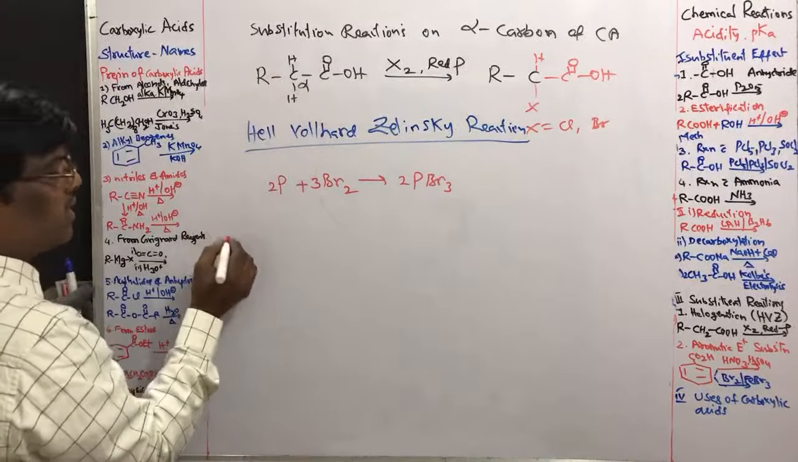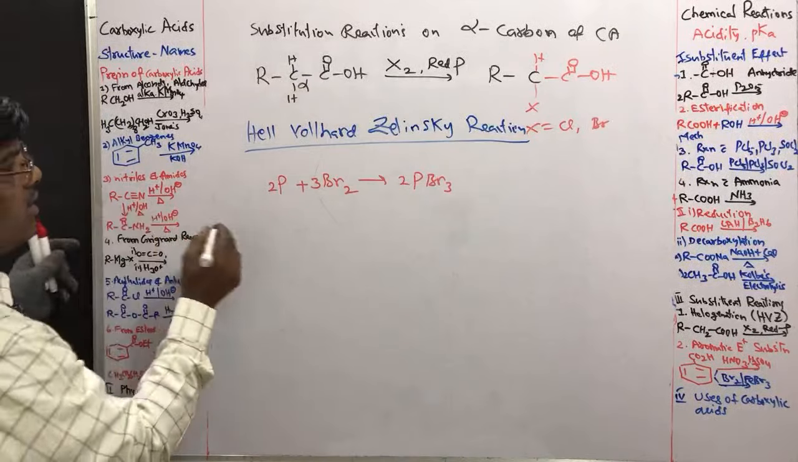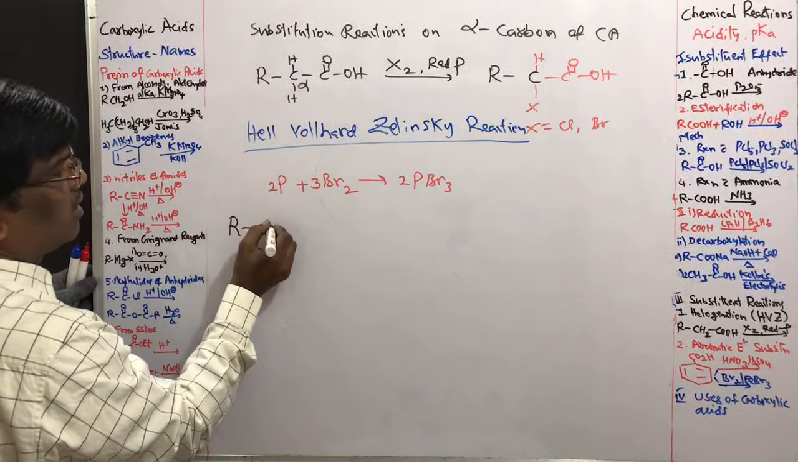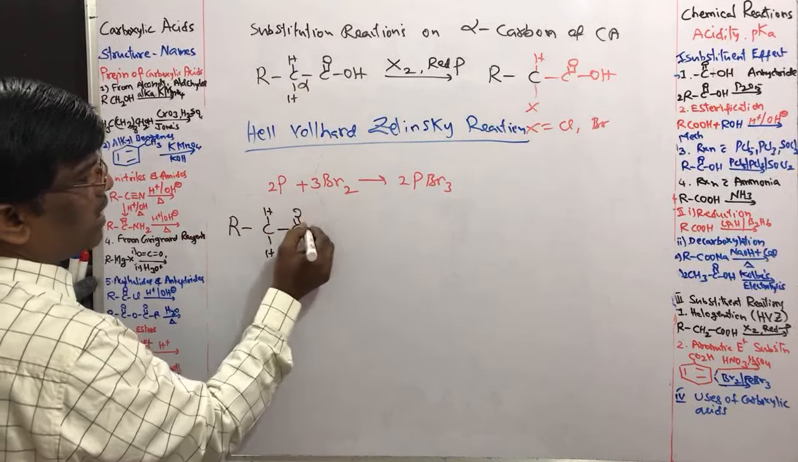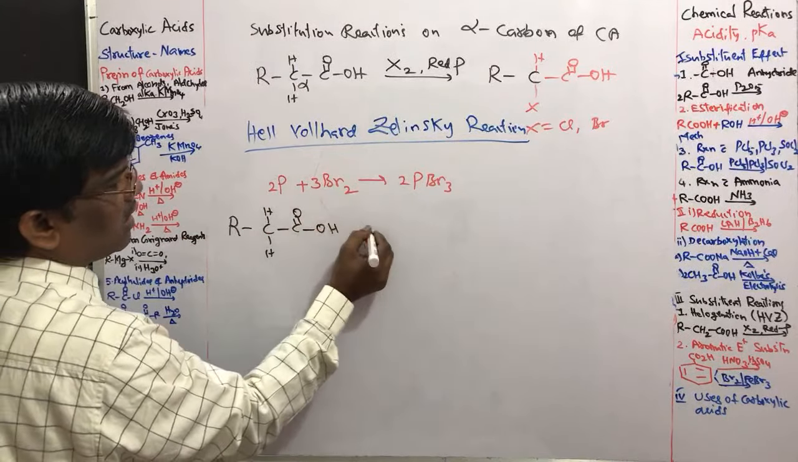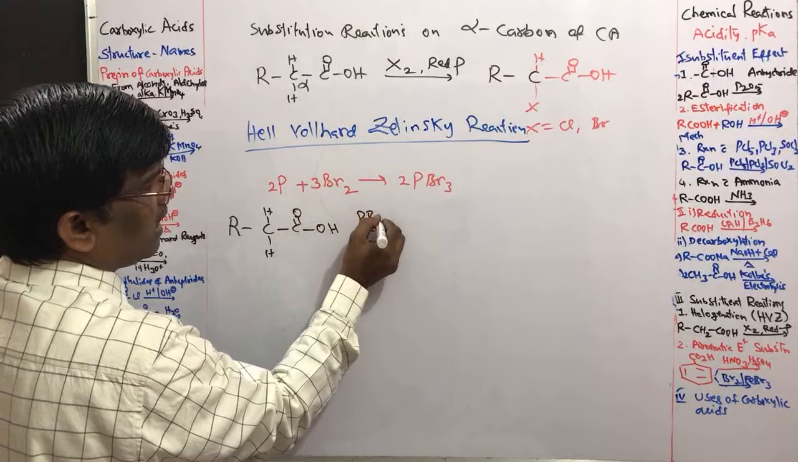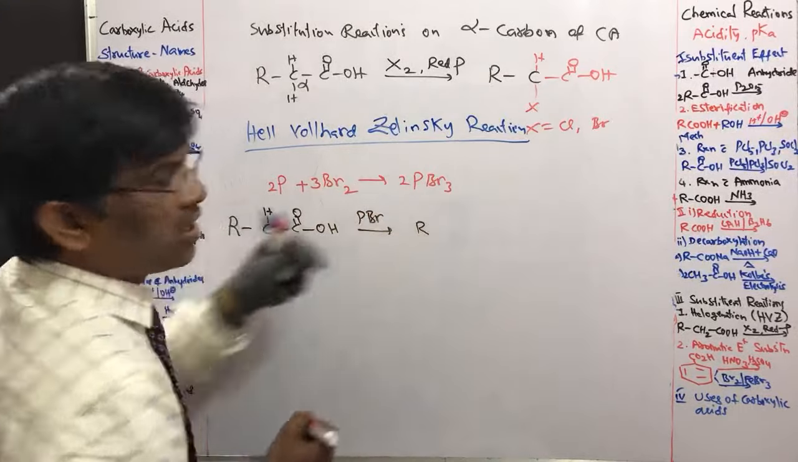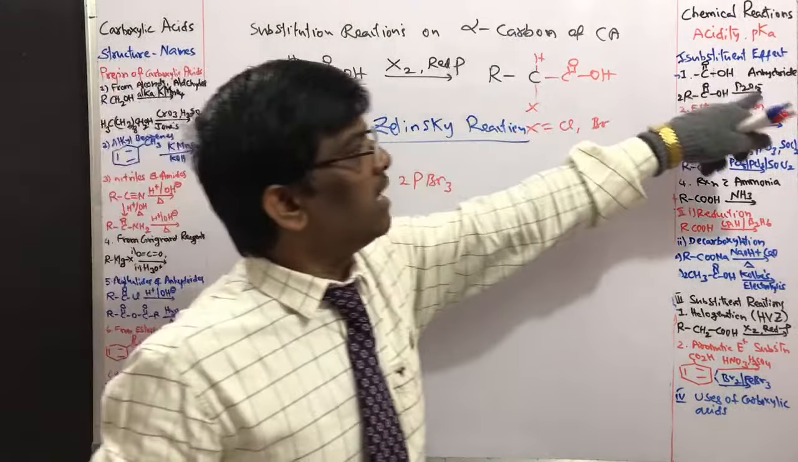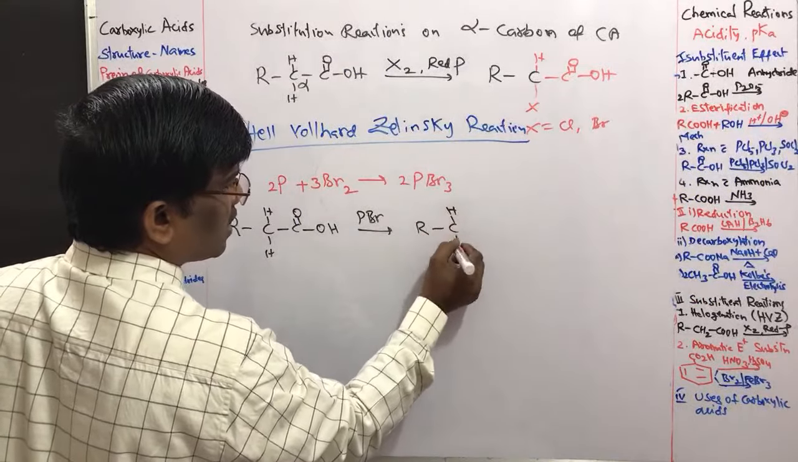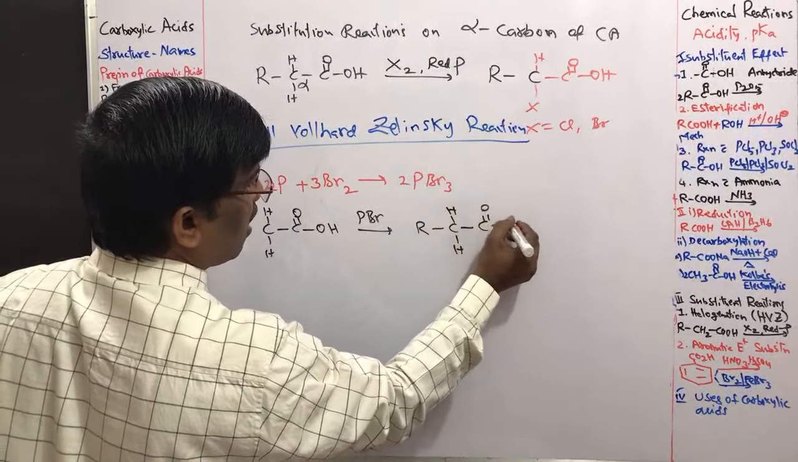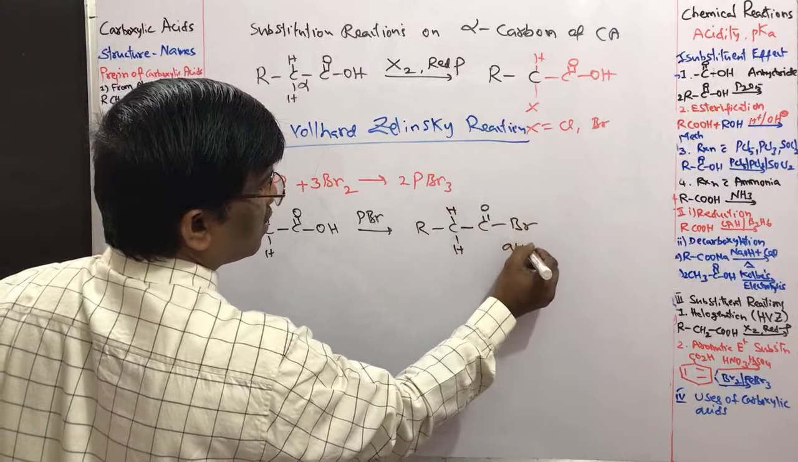So the acid group, what I am going to take, this PBr3, it is observed that even if I use PBr3, it is going to form alpha halogen. In the previous example, PCl3 examples we have seen. So first it is going to form this acyl bromide.